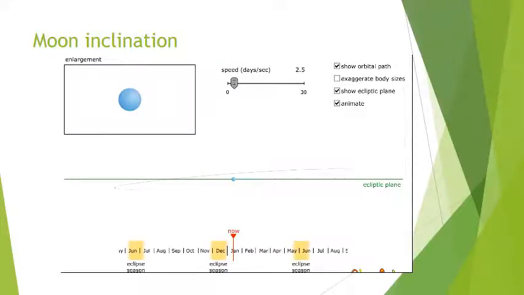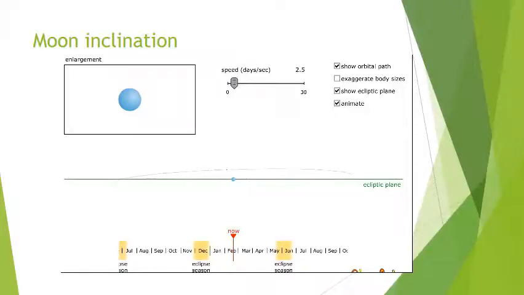Well, it turns out that the reason why we don't is because of the diagram on page 42 of your book. It's because the moon's orbital plane is not exactly aligned with the ecliptic. That's the plane that the Earth orbits around the sun. They're not completely lined up. The moon's orbital plane is inclined about 5 degrees with respect to the Earth's orbital plane.